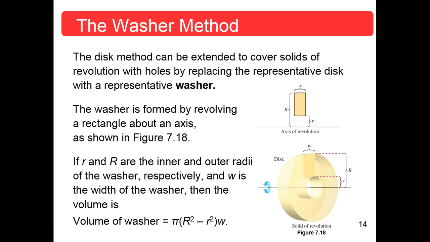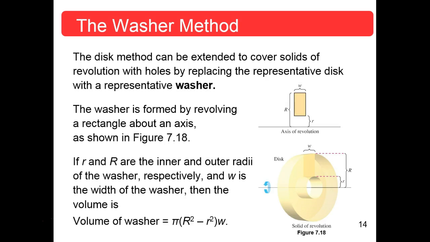The disk method can be extended to cover solids of revolution with holes in them by replacing the representative disk with a representative washer instead. So what if we had this washer formed by revolving this little rectangle, similar to what we had before, but now it has 2 radii? Because here's the axis of revolution down here, and the rectangle is up here.